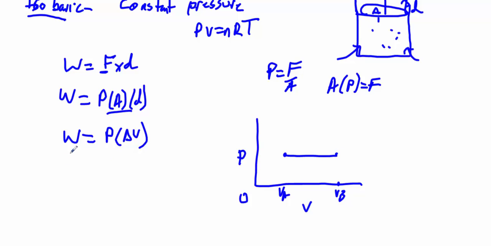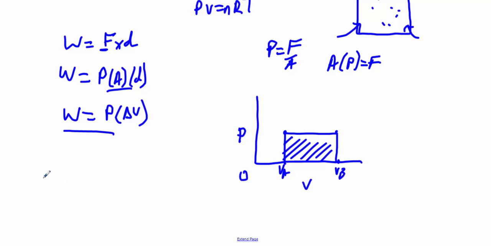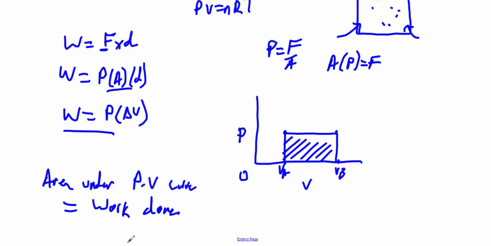Okay? And we have this relationship that work is equal to pressure times the change in volume. Well, if you look at that, that means on this graph, the work is equal to the area under this curve. And we did this for the isobaric case, but it holds for all cases. So the area under a pressure volume curve, area under PV, equals work done.